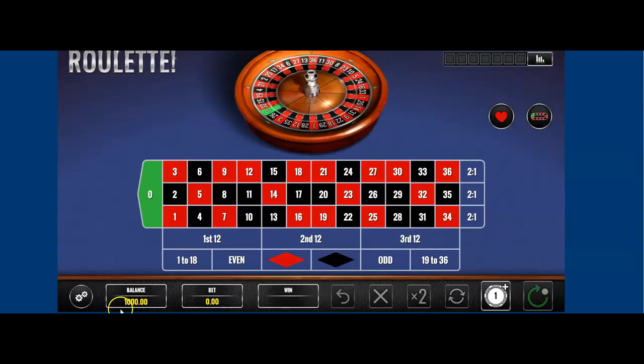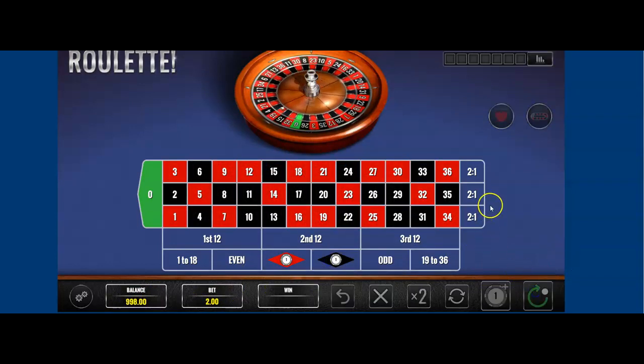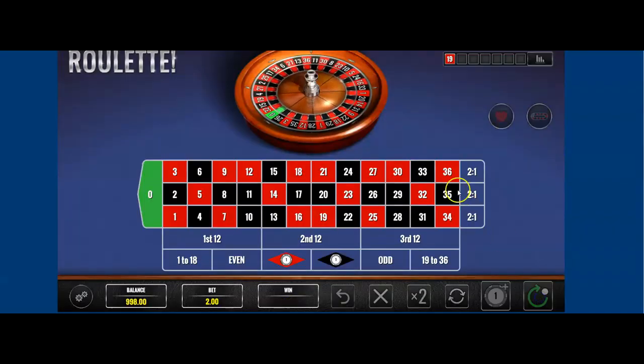So I've got a wheel. My balance is 1,000 units, because the minimum bet is $1, right? So the first thing you want to do is get your input number, 19 being the first one, and you'll get used to this interface. You'll easily know where the numbers are being placed after using it a few times.